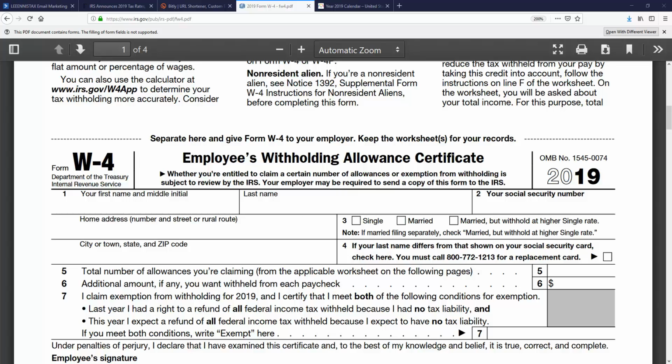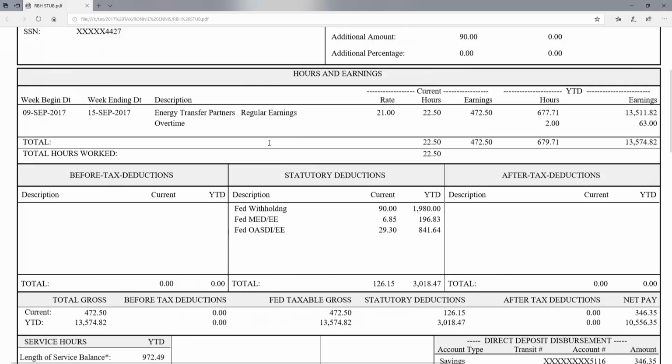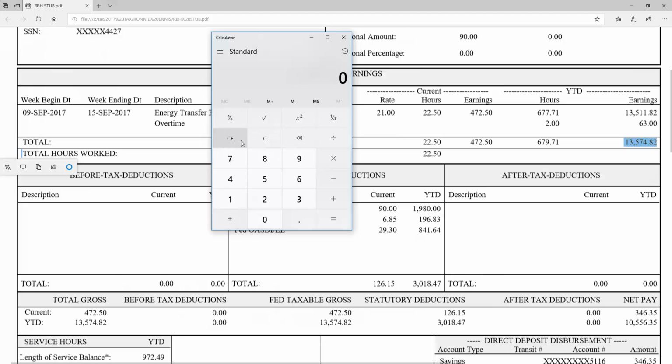I'm going to first go to our pay stub. And what we need to do, don't pay attention to the date. We're just going to assume this is an April 5th pay stub. We're going to first calculate our annual income. We'll first take our year-to-date earnings, 13,574.82, and multiply that by 4. That gives us an estimate of our annual income.